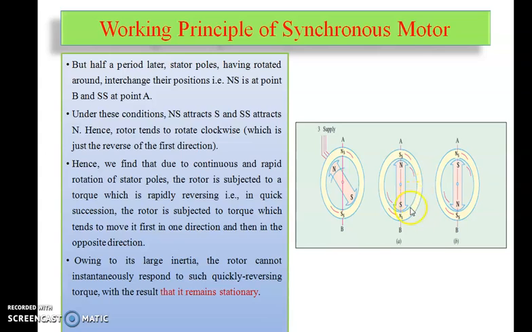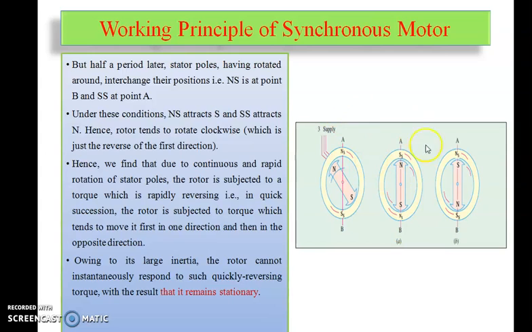So suppose at the next instant, what will happen because of the stator AC supply? At point A, the pole becomes S pole and B point becomes N pole. That is what changed: earlier A point had N pole and B had S pole, but now A has S and B has N, because my AC waveform is changing continuously with respect to time.